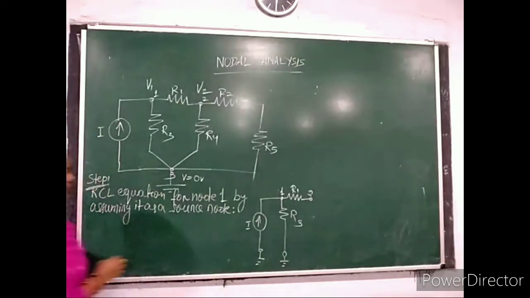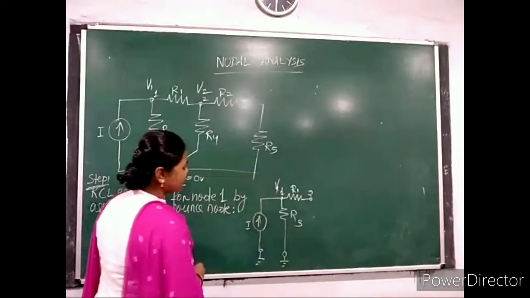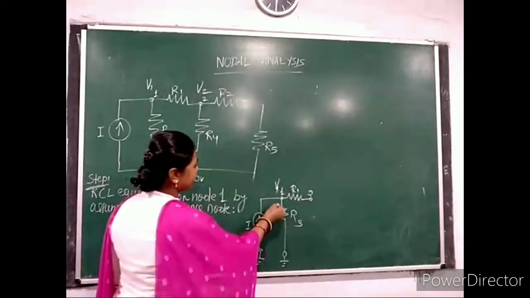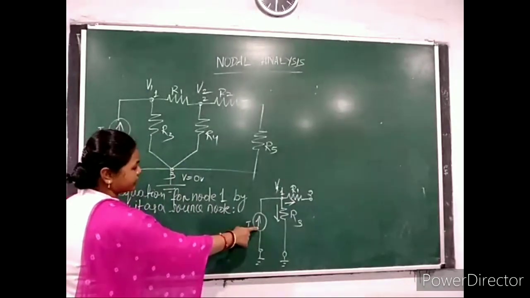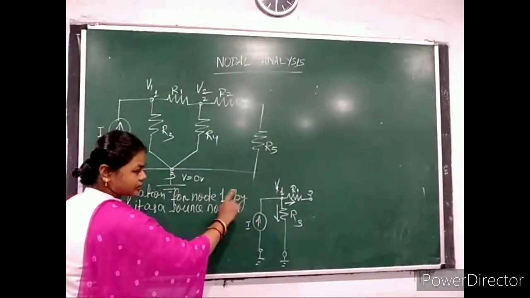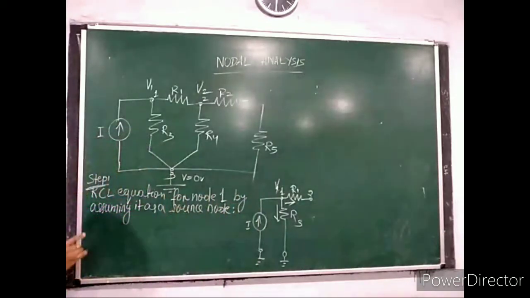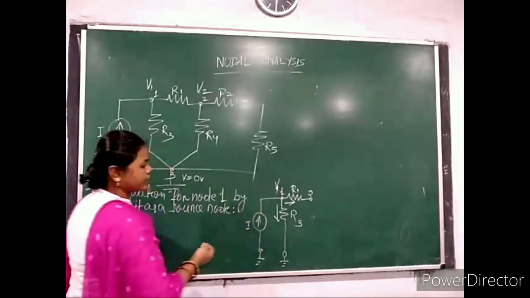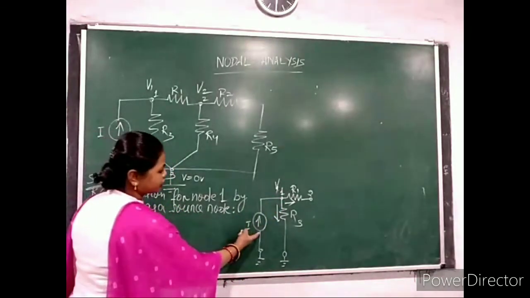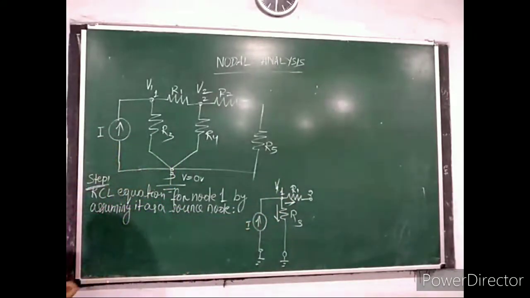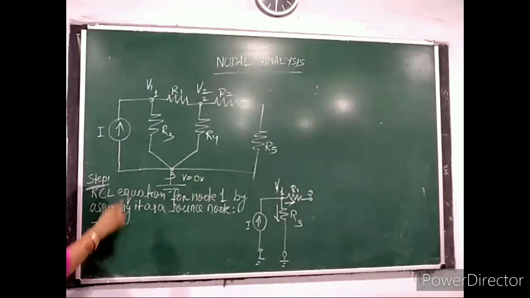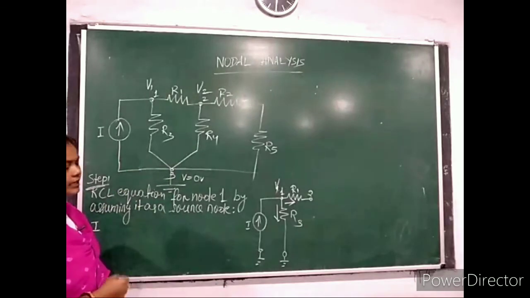See, as I consider V1 as a source node, all the currents are outgoing from this node. As this current direction is already given, for this branch I do not consider the direction. So what is the KCL equation? The algebraic sum of current meeting at a point is equal to 0. This branch current already given, it is incoming, so I take it as a positive sign. The others are outgoing, so I take them as negative.